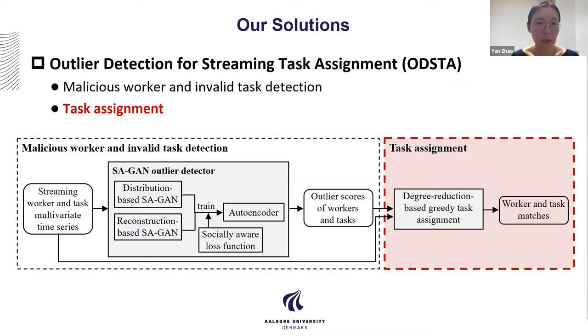Getting the outlier scores of workers and tasks, we move on to the second component of our framework, that is task assignment.